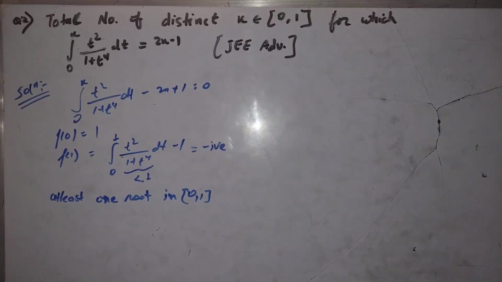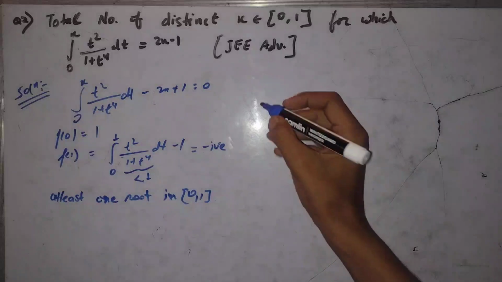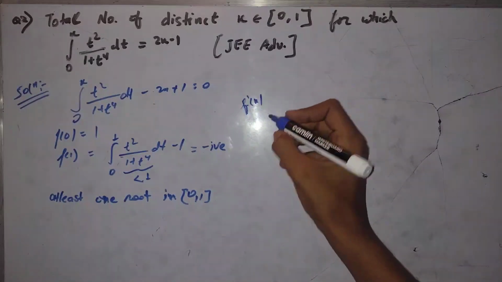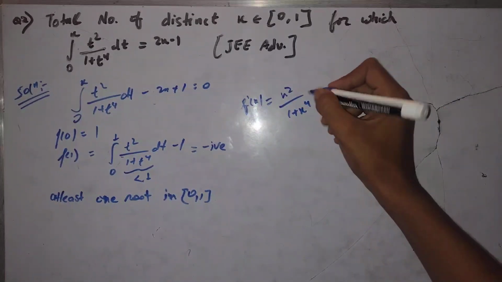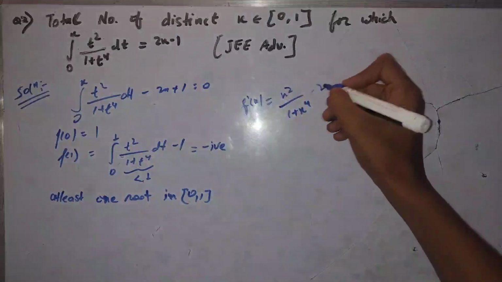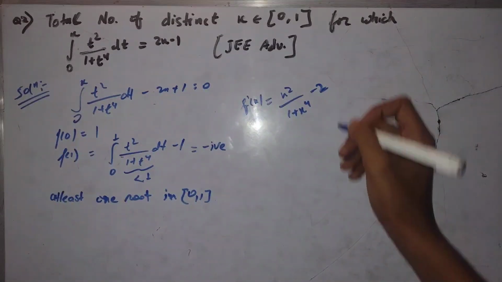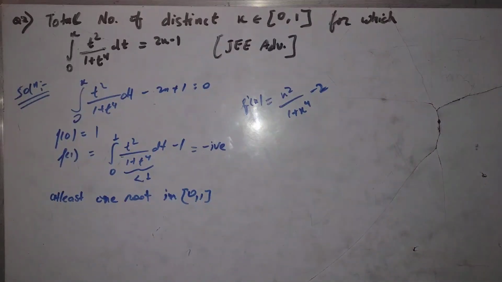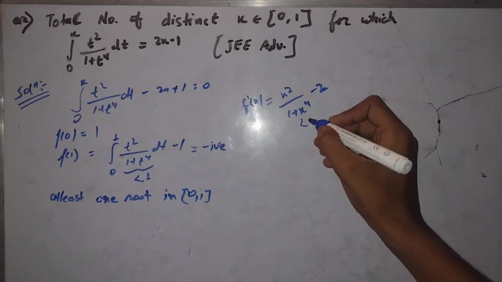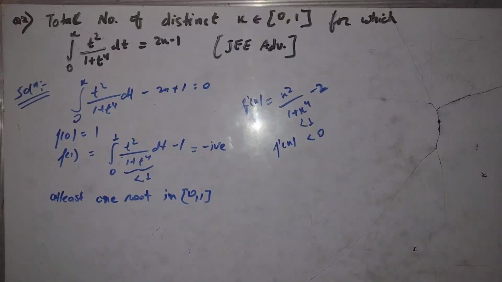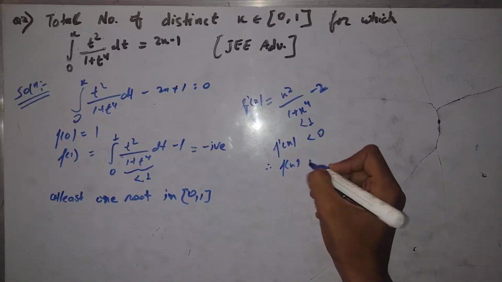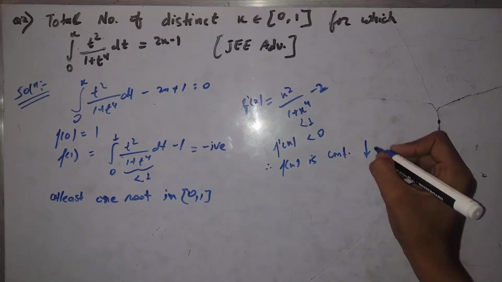But we will analyze this a little more to find whether there is any more solution. Using Leibniz, we shall differentiate it. So f dash x would be x squared upon 1 plus x to the power 4, minus 2. Again this quantity is less than 1, so f dash x is always less than 0. Therefore f(x) is a continuously decreasing function.